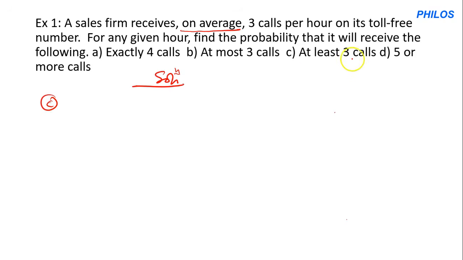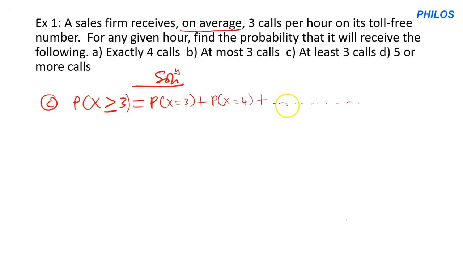Question C says at least 3 calls. So when we say at least 3, it means that the minimum should be 3. So we are finding the probability that x is greater than or equal to 3. And that will be the probability that x is exactly 3 or x is exactly 4, because it should be greater than or equal to 3, plus then you find for x is exactly 5, exactly 6. You don't know where you're going to stop. So for that matter, you can't use this formula to solve it. So I'm going to show you another way of solving this type of question.